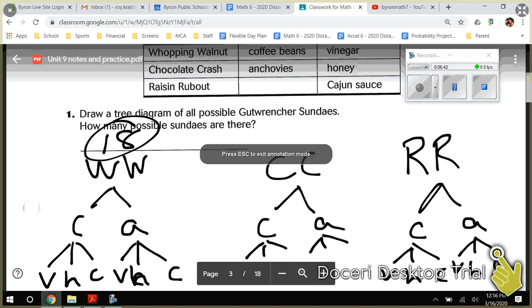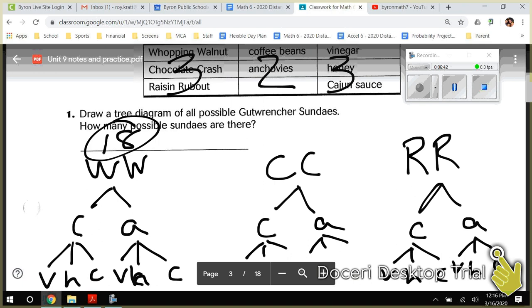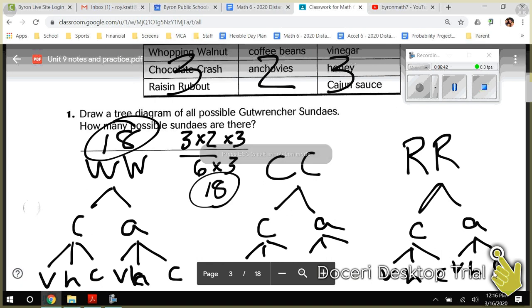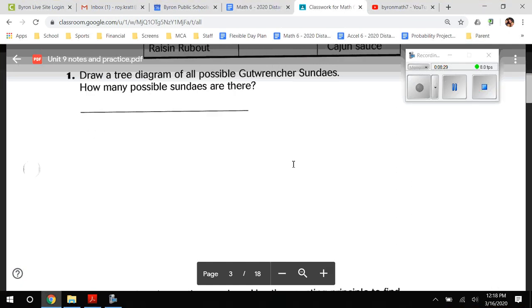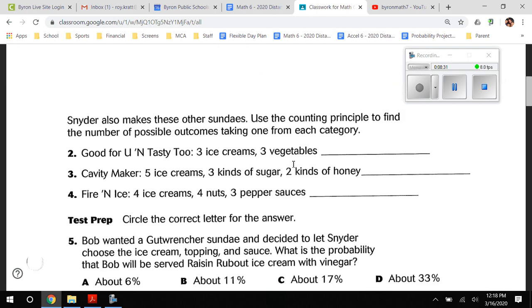Again, what's another way to do that? Well, we have 3 here, 2 here, and 3 here. So guess what? We can do 3 times 2 times 3. 3 times 2 is 6, times 3 is 18. So that's another way. That's kind of how we can get to it mathematically. And then sometimes, though, it's helpful to see it all written out. So again, more than one way to do things, just like usual.